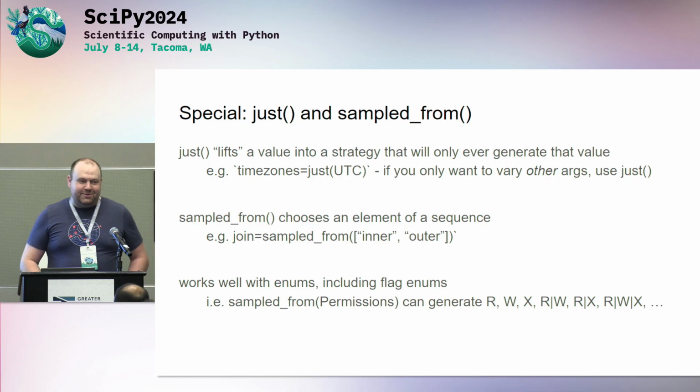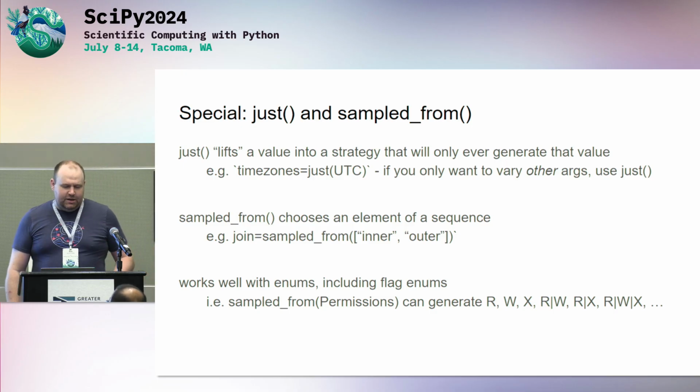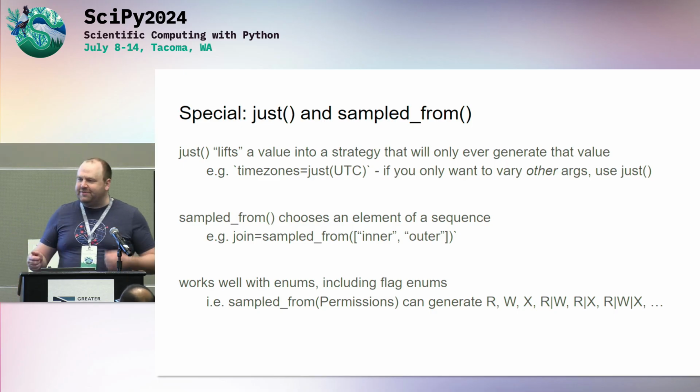And then sampled_from is a little more complicated than that. You give it the list of options or the sequence of options, and it randomly picks one of them for you. Sampled_from also works well with nums, so it can generate combinations of values and so on for you.